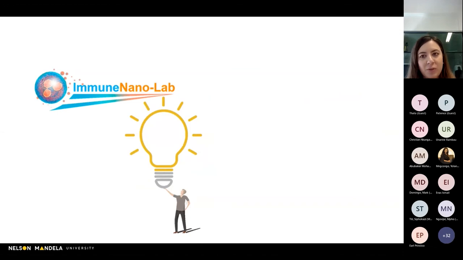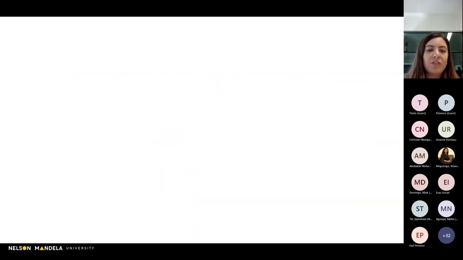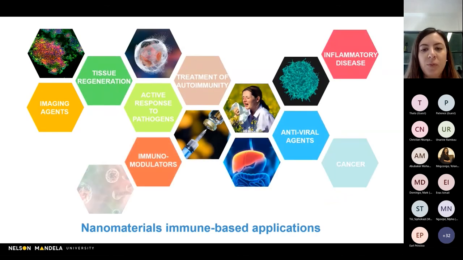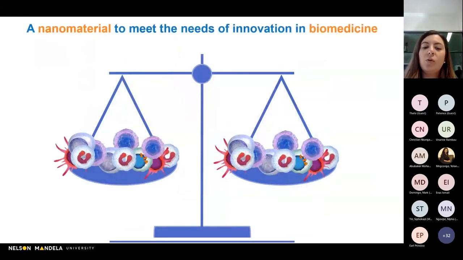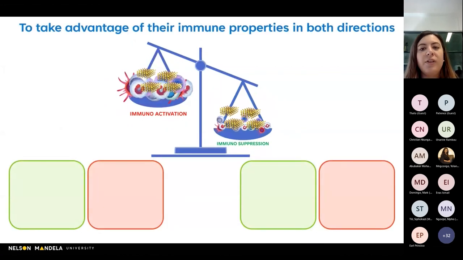Our idea of the Immune Nanolab is to take advantage of the immune cell interactions with nanomaterials. So imagine having a tool, a nanomaterial, which is able to treat all these immune dysregulations, and to use these nanomaterials to stimulate or suppress the immune system responses. So to take advantage of their immune properties in both senses.